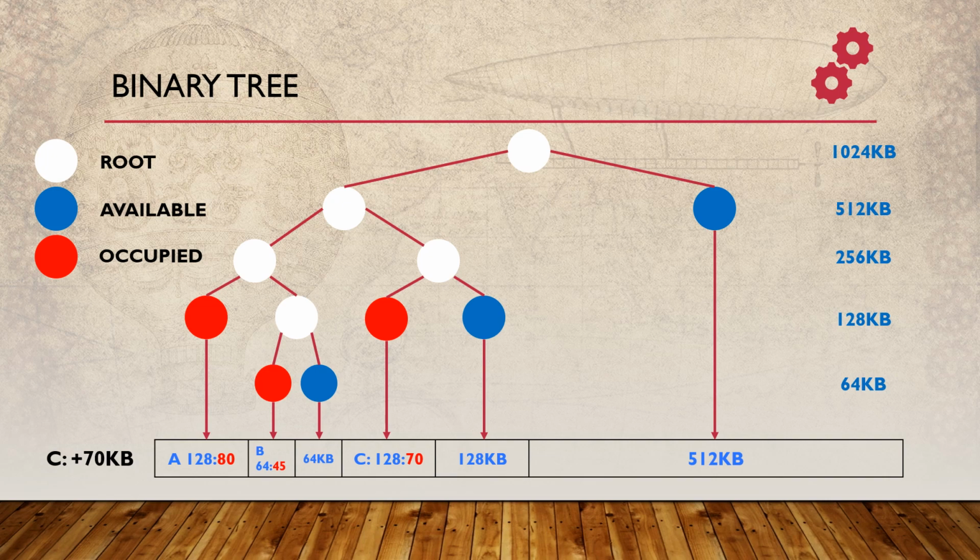which will then be divided into two parts of 64 kilobytes. Now at the 64 kilobytes, there are two nodes: one is available, another one is occupied. In this example, memory B is occupied, so the red circle is pointing downwards to the location. Then another one is available to be used, which is 64 kilobytes. So this is the overall binary tree example using one row of the example from the previous buddy system.